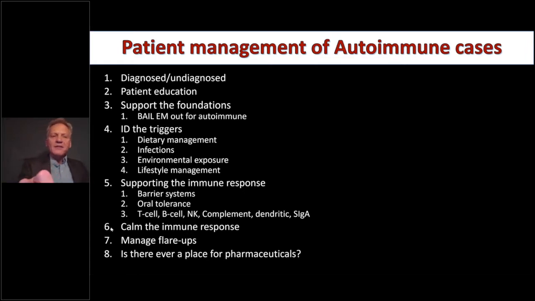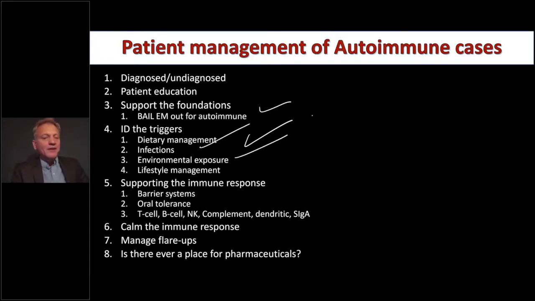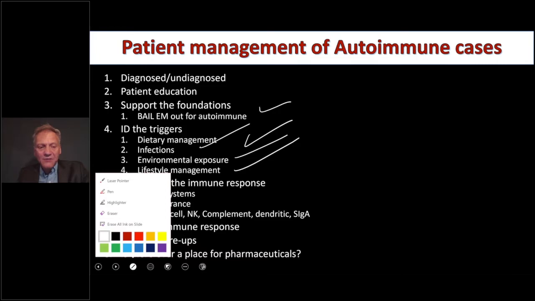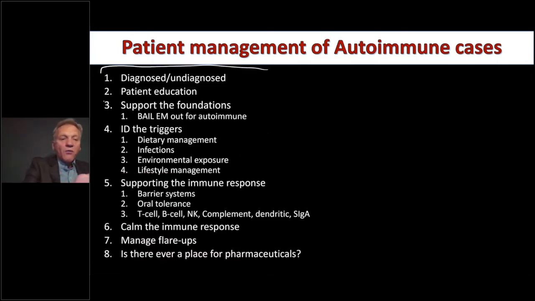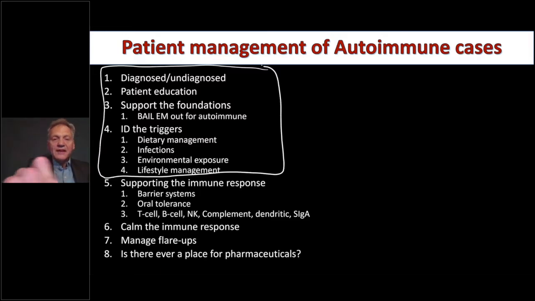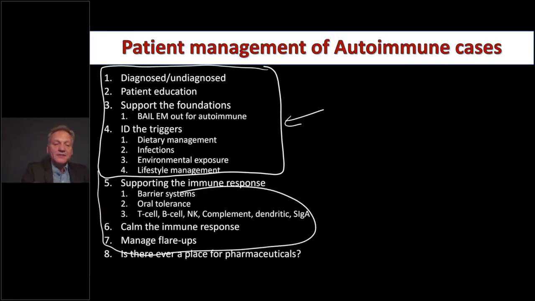I'm going to walk through these other things, but we always go through the bail them out. I want to know what's going on with the diet, triggers. I want to know infections, environmental exposures, life management. I want to know what's going on with these. And every time I have an autoimmune case, I just want to lay this out real quick and say it this way. If I have an autoimmune case, I always go through the top 4. I always go through this. Depending on the depth and how far I have to go, these come next.